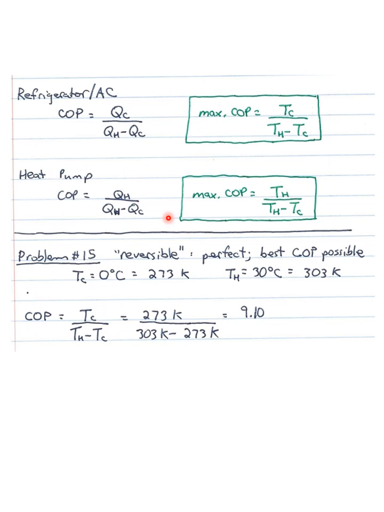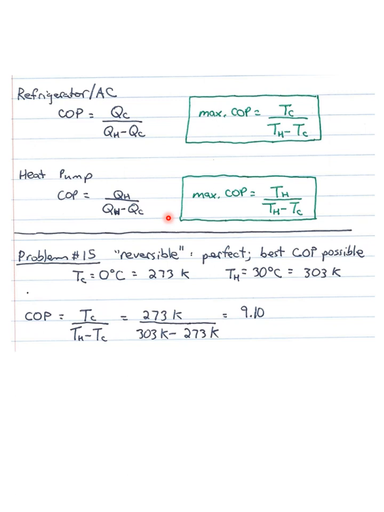Let's look at problem number 15 in the back of the chapter. It says, find the coefficient of performance of a reversible refrigerator operating between 0 degrees Celsius and 30 degrees Celsius. And we're just going to gloss over that word reversible. It basically means a perfect refrigerator where the best coefficient of performance is possible. The book goes into more detail about what exactly reversible processes mean, but it's enough to know here that we're talking about the best possible coefficient of performance.